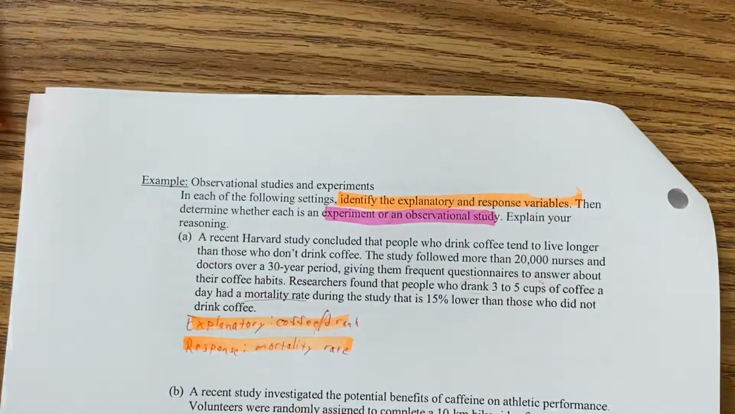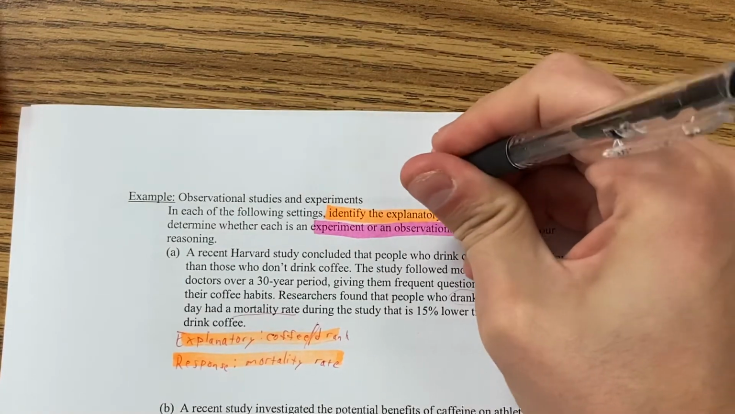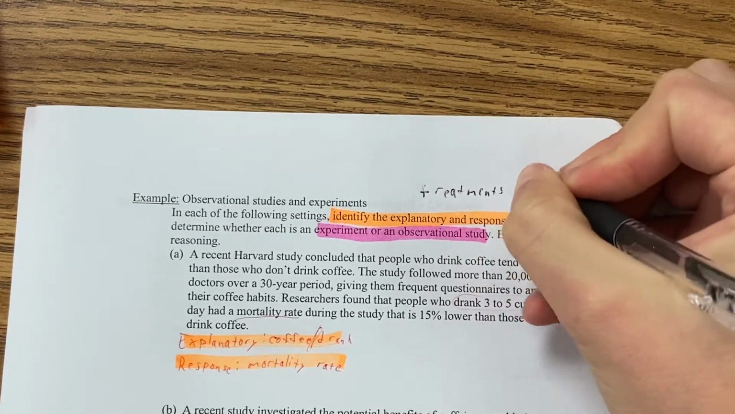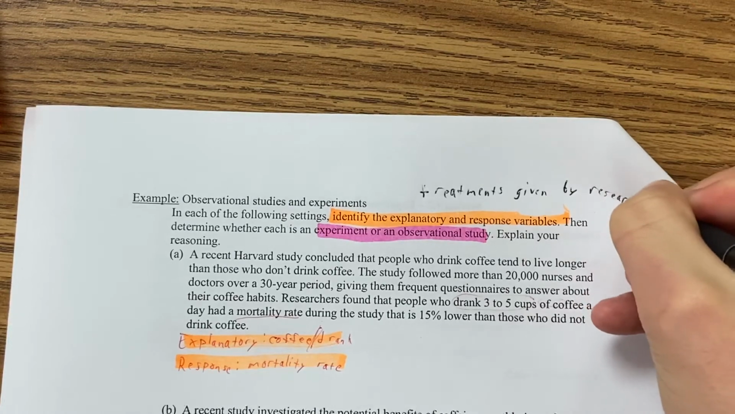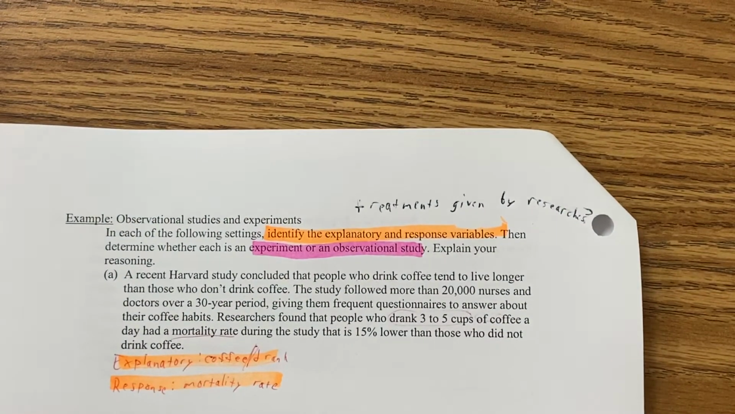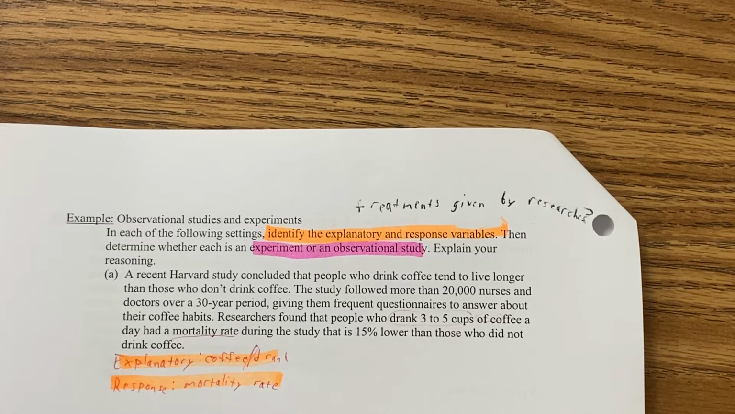Okay, is it an experiment or an observational study? To do that, all you have to do is ask yourself, were treatments given by the researchers? Question mark. And it is just that. In order to be an experimental design, you have to physically go up to these people and force coffee down their throats. That's what you would have to do. I'm not exaggerating. You would have to go up to these people. You would say, here's coffee, drink it now. They did not do that.